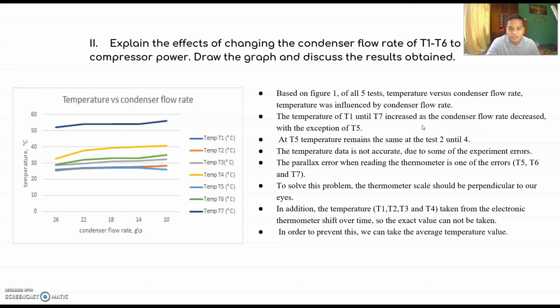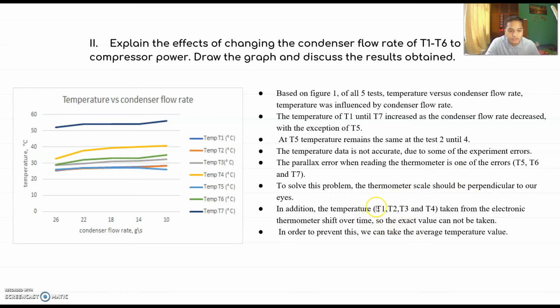But except for T5. At T5, the temperature remains the same from test 2 until test 5. This is maybe because the temperature data is not accurate due to some experiment errors. Some of it is the parallax error when reading the thermometer, which is one of the errors at T5, T6, and T7. To solve the problem, the thermometer scale should be perpendicular to our eyes.